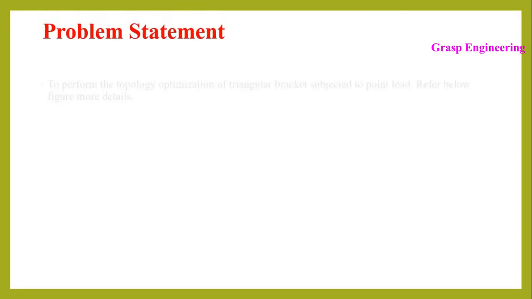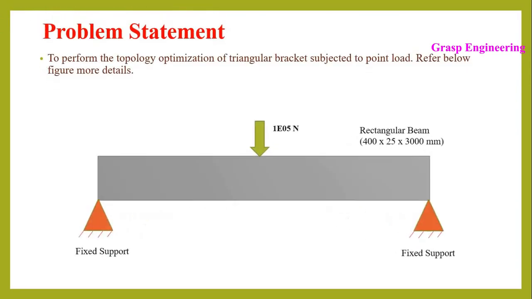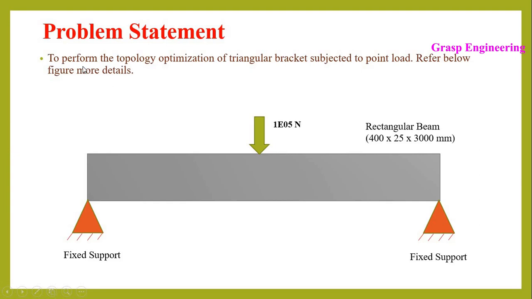So this slide represents the actual problem statement of our present video. Here we need to perform the topology optimization of a triangular bracket subjected to point load. So we need to refer to the below figure. If you see, this is nothing but a rectangular beam having dimensions of 400 by 25 by 3000. Here 400 is the height, while 25 is the width and 3000 is the length.